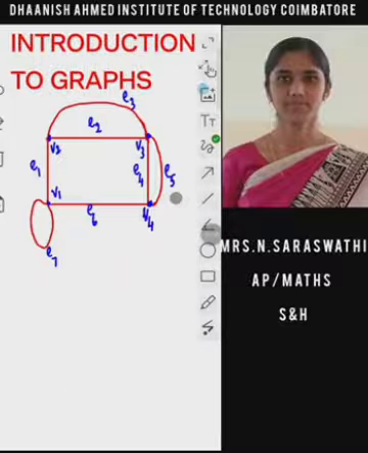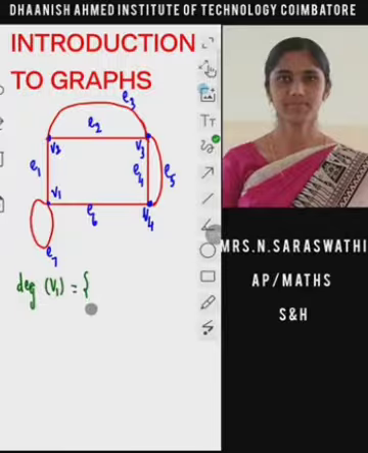Next, we should learn how to find the degree of a vertex. Now consider this undirected graph. Here the degree of a vertex in an undirected graph is the number of edges incident with it, except that a loop at a vertex contributes twice to the degree of the vertex, and the degree is represented by degree of some vertex, that we have to put in brackets. Now let us find the degree for the vertex V1. Here we have to see how many edges are incident with it.